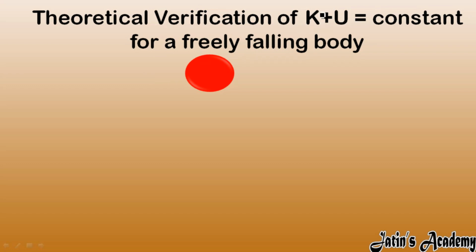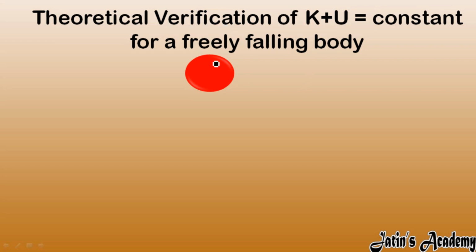Here K is kinetic energy and U is potential energy. So the sum of kinetic energy and potential energy we will prove as a constant for a freely falling body. It is a theoretical verification. Why is it theoretical? Why is it not practical? Because in practice air friction is there, but in this derivation we are neglecting the air friction. So for this derivation you can write that we are taking it as a vacuum, or air friction we are taking as 0.